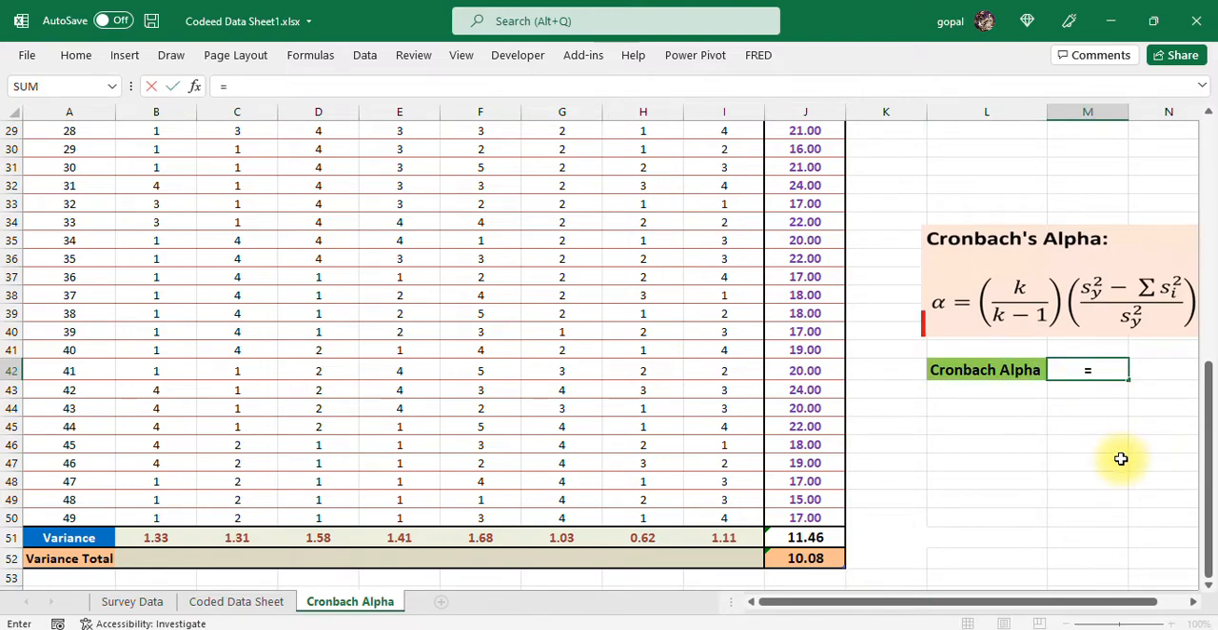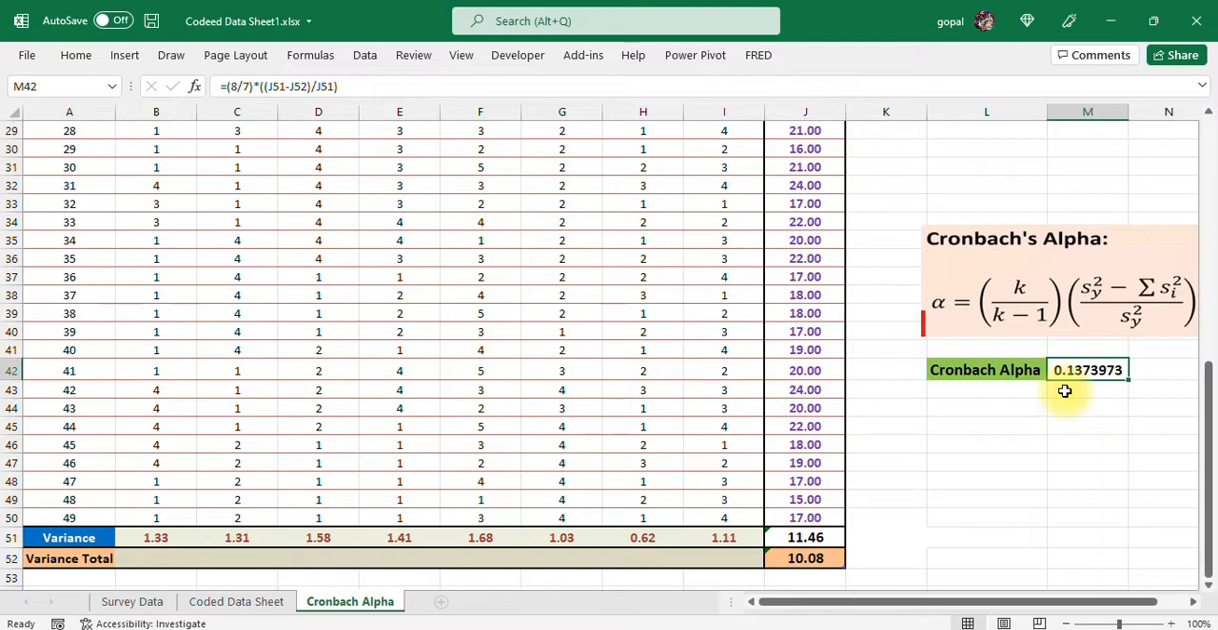So first equal sign, bracket, k is the number of questions, we have 8 questions, divided by k minus 1, 8 minus 1, 7. Then multiply. The next is the variance. So the variance is 11.46 minus the sum of variance 10.08, divided by the variance 11.46, bracket close, enter. So the result here is the Cronbach alpha, which I just calculated as 0.13.